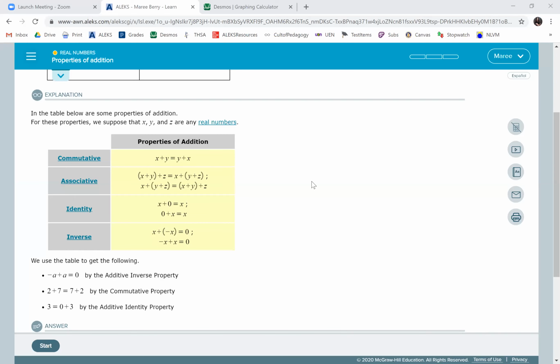We're going to go over some properties of addition. There's 4 different ones that you need to know. And here's kind of a table of all of them.